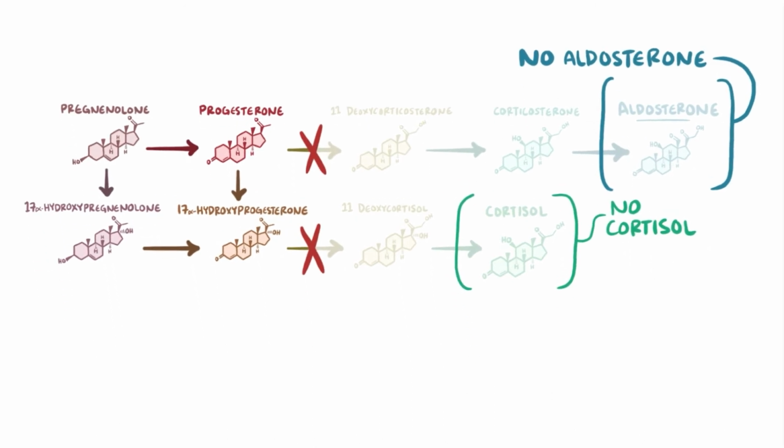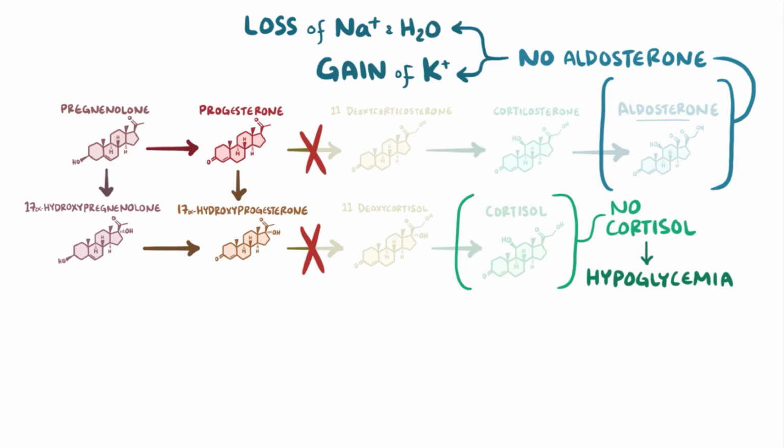A deficiency in cortisol causes hypoglycemia, and a lack of aldosterone results in loss of sodium and water in the urine and increased potassium in the blood. This is commonly referred to as salt wasting.